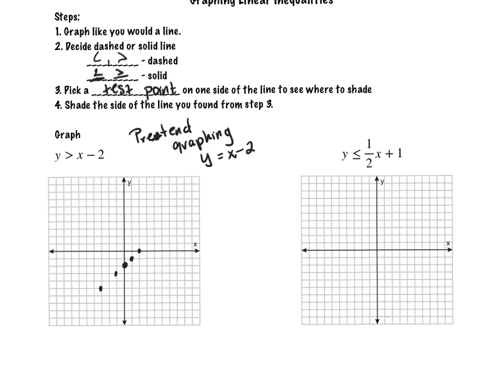Now I look and say, am I going to have a solid line or a dashed line between those points? Dashed, because I'm looking at this right here. That tells me a dashed line. So I'm just going to make myself a little bit of a dashed line there. So now here's where the test point comes in.